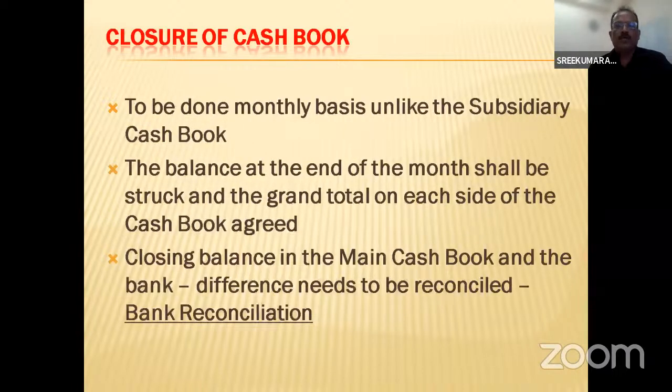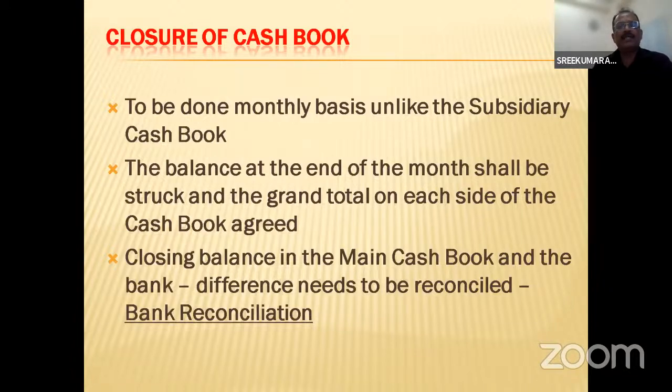Closure of cash book. Unlike the subsidiary cash book, the institute's main cash book will be closed on a monthly basis. It won't be closed daily. The balance at the end of the month shall be struck, and the grand total on each side of the cash book agreed. For the receipt side and the payment side, the left side and the right side have to be tallied. It will be tallied with the closing balance. That is the way the main cash book is to be closed.